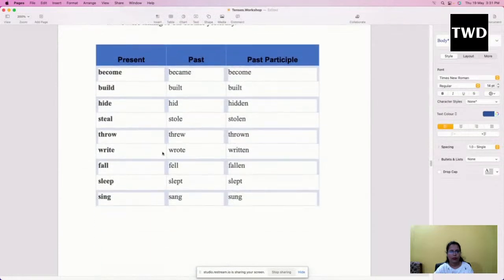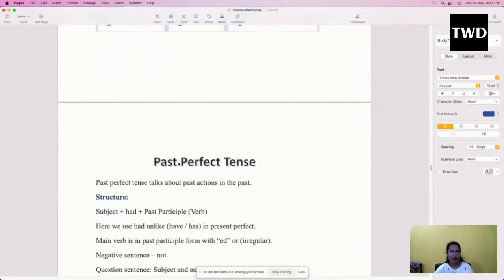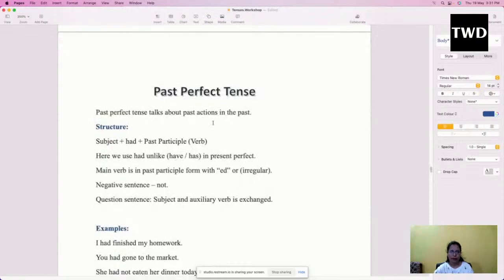Again, we have got this chart. We already have discussed about it. Now, past perfect tense. Past perfect tense talks about past actions in the past, means the actions which already took place and it was over in the past itself.